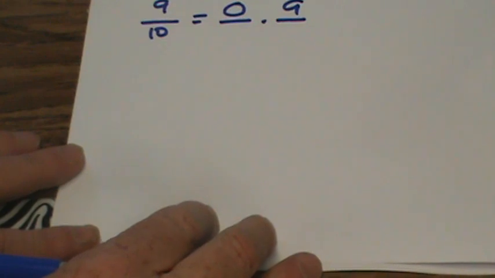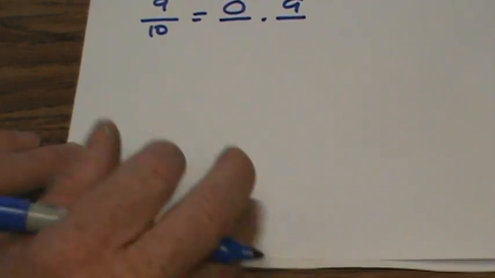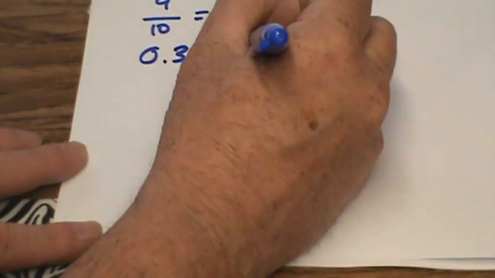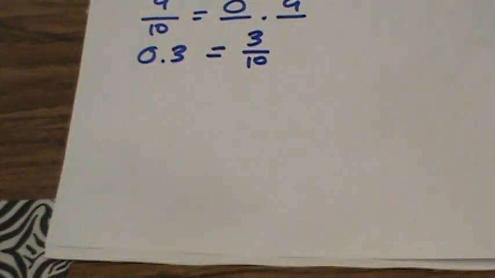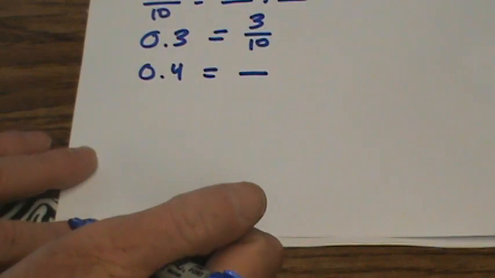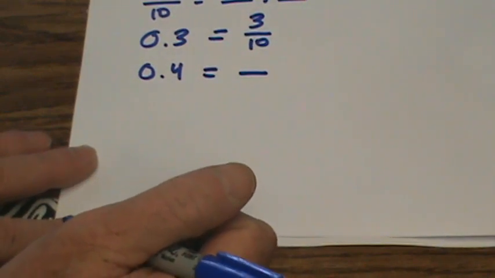This time around, we're going to convert a decimal to a fraction. So we're going to start off with 0.3 or 3/10. What would that look like as a fraction? Well, if you said 3/10, you would be absolutely correct. Let's try a few more. We'll do 0.4, or 4/10. And how would that look like as a fraction? Go ahead and fill that in.